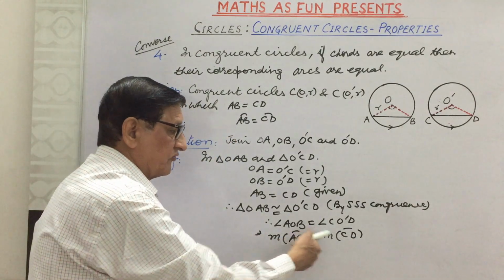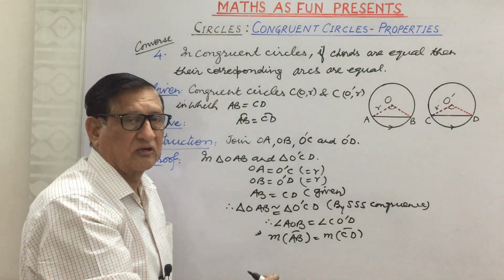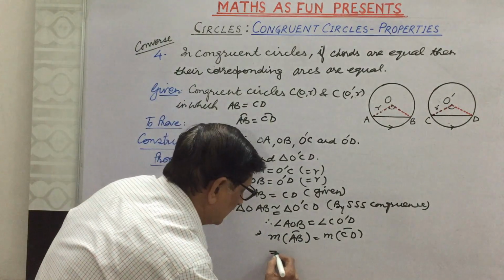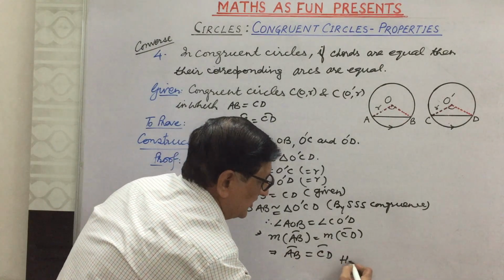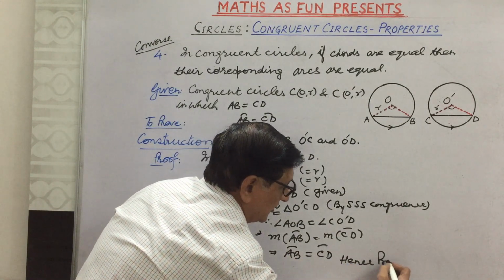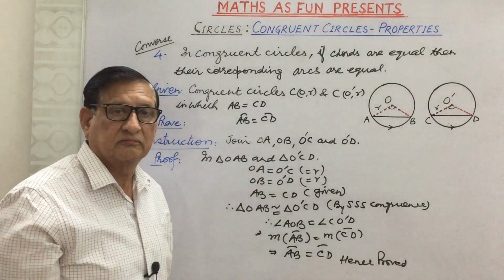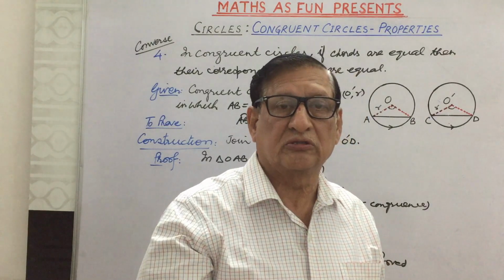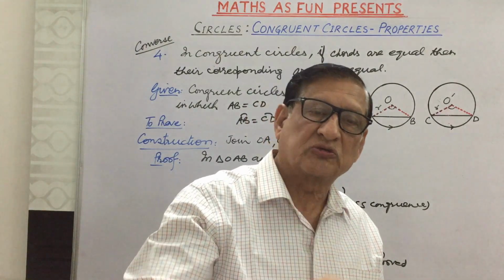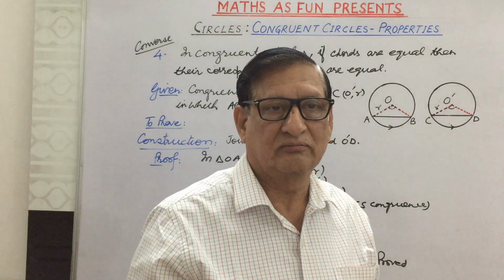And if the degree measures of two arcs are equal, then the arcs are congruent or equal. It means we can say that arc AB is equal to arc CD, and this is what we have to prove. So we could prove that if two chords in congruent circles are equal, then their corresponding arcs are equal.